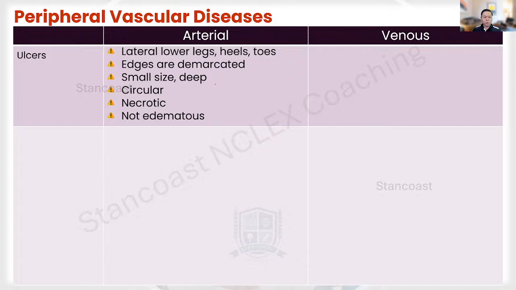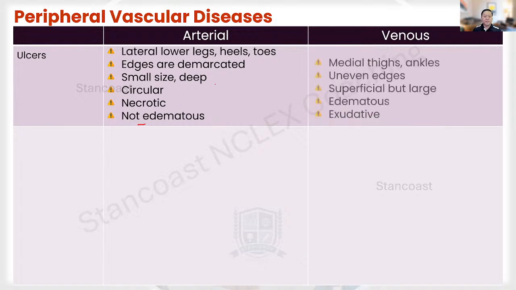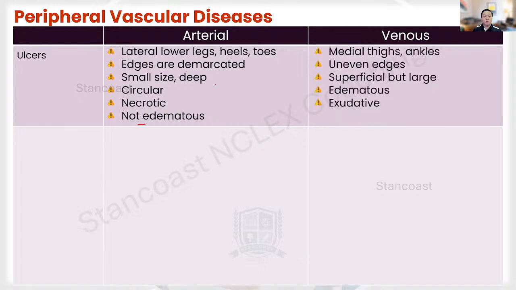The kind of wound that we'll be seeing here will be non-edematous, because there is no swelling around the ulcer. This is not a venous type. However, when we are looking at an ulcer that is venous type, it will be different. It will be located mostly in the medial ankles or thighs. The edges will be uneven, and there will be exudates because of the stasis. So there will be a whole lot of drainage coming out from the wound. And of course, this will be edematous when you do that observation.